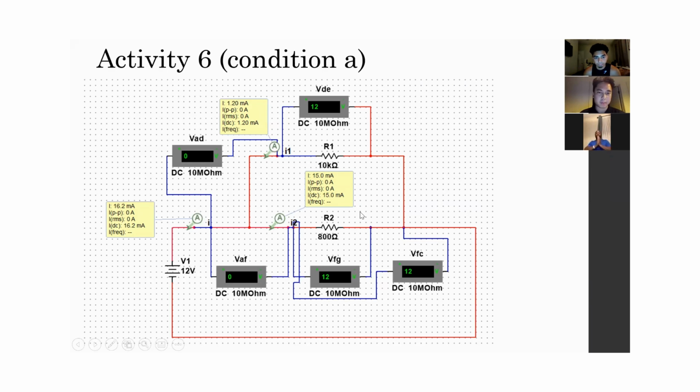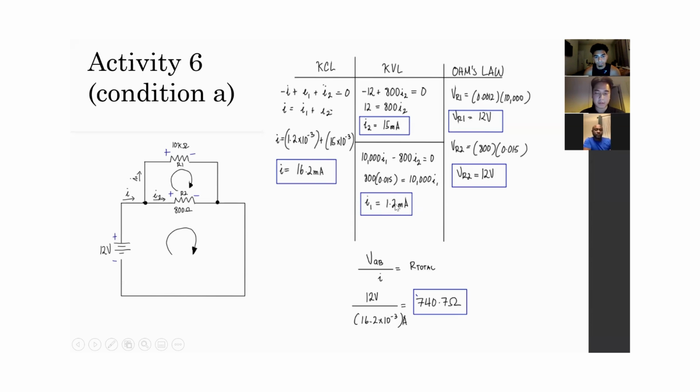We have a parallel circuit. It wants us to have a resistor R2 for condition A that is way less than R1. The initial measurement that the activity wants us to get is the total resistance between point A and point B. Since I know the total current, all I have to do is use Ohm's law and divide the voltage source by the total current, and that results in 740.7 ohms.